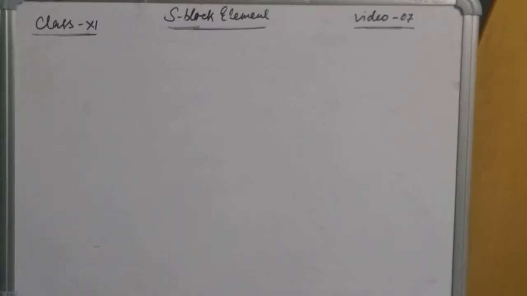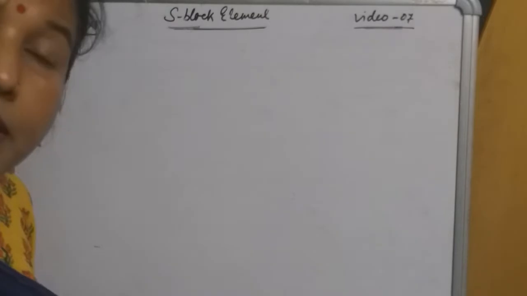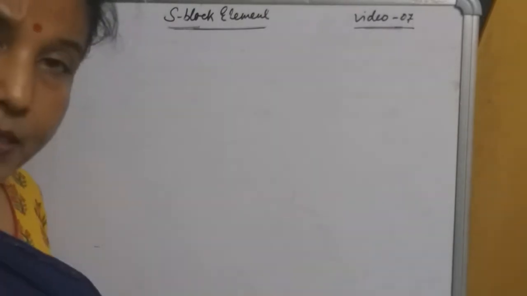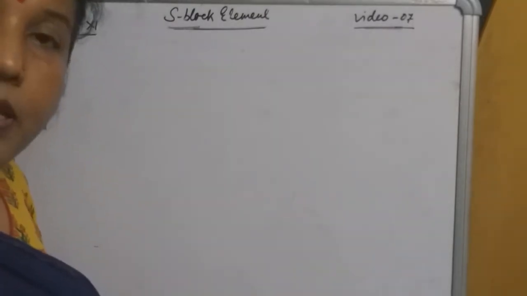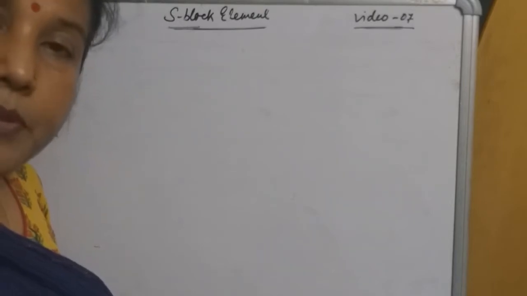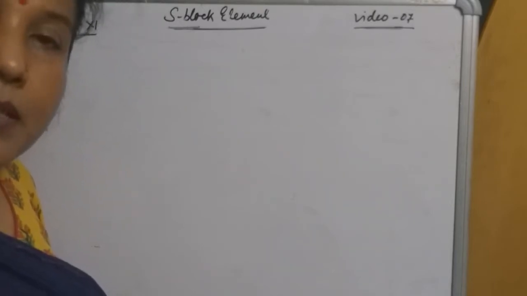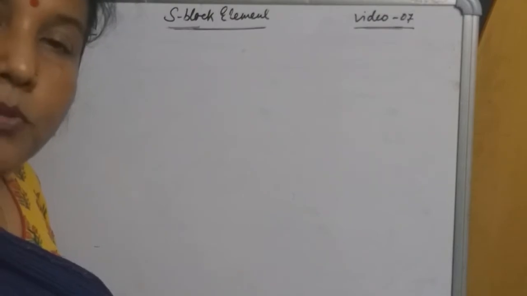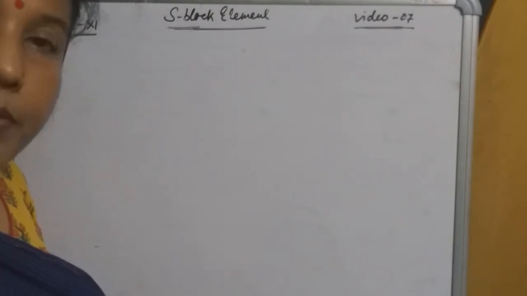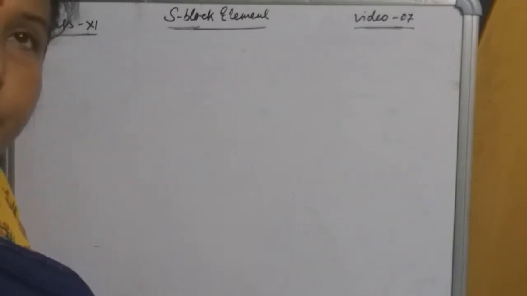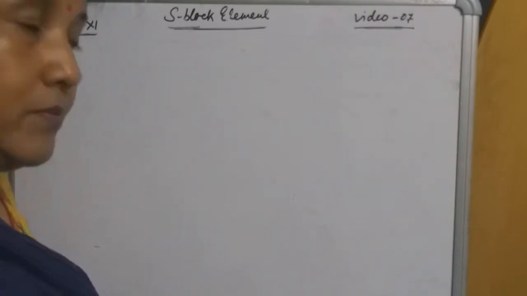Good morning, students. Let's discuss the diagonal relationship. In the previous video, we have already discussed the diagonal relationship between period second and period third of group 1, 2, 13, 14 and 15 members. Let's see the similarity between lithium and magnesium.